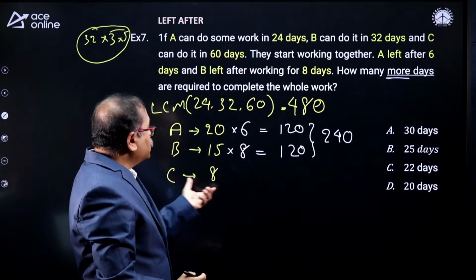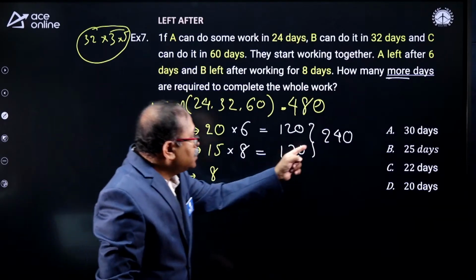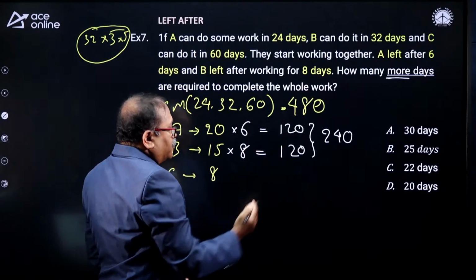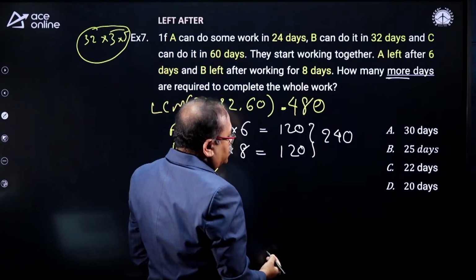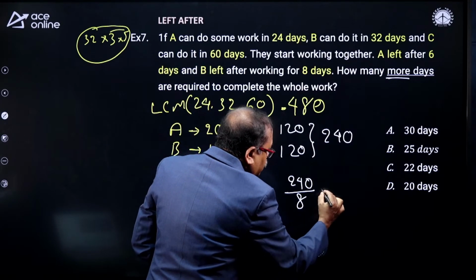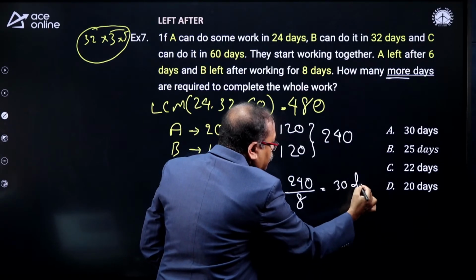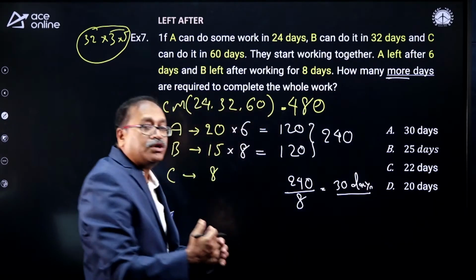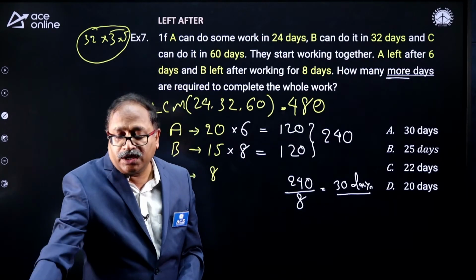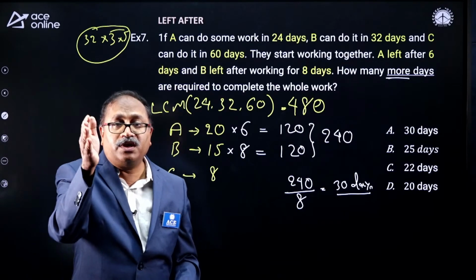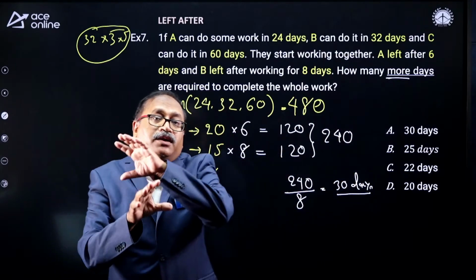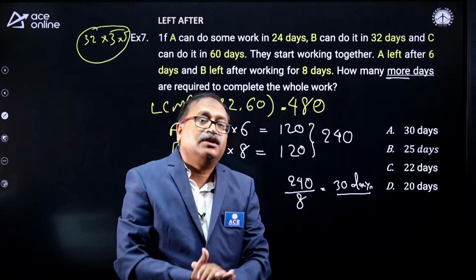Now, the remaining part, 240 units, is completed by C. How much time will C take? So 240 divided by 8 units per day is 30 days. So the total number of days C has taken is 30 days, as C was there in the work from the very beginning till the end. As a result, I can say that the entire work is completed in 30 days.